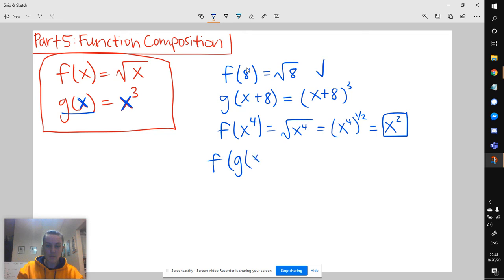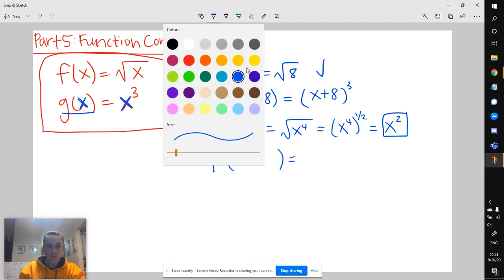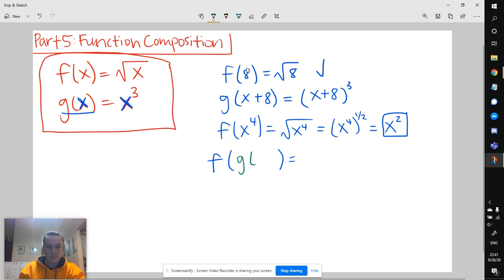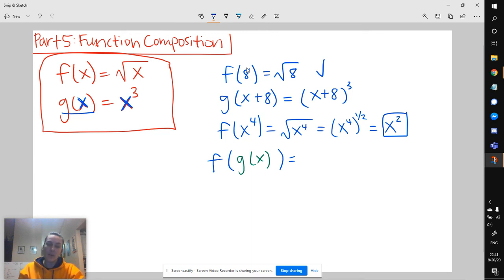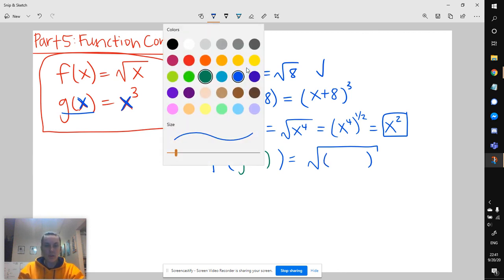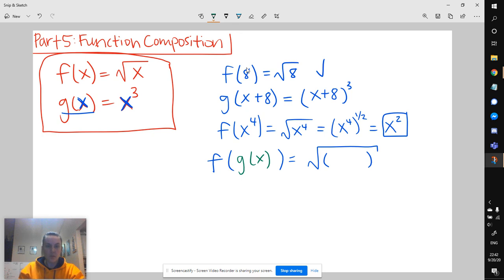If I wanted to do f of g of x, I'm actually going to instantly rewrite this with different colors, which is f of something, and the something inside is g of x, right? So I'm going to say, okay, it's f of something. F of something is the square root of that thing. Okay, and I say, what is that thing? Well, that thing is whatever g of x was. And again, we could have written this as 3/2 if we wanted to.